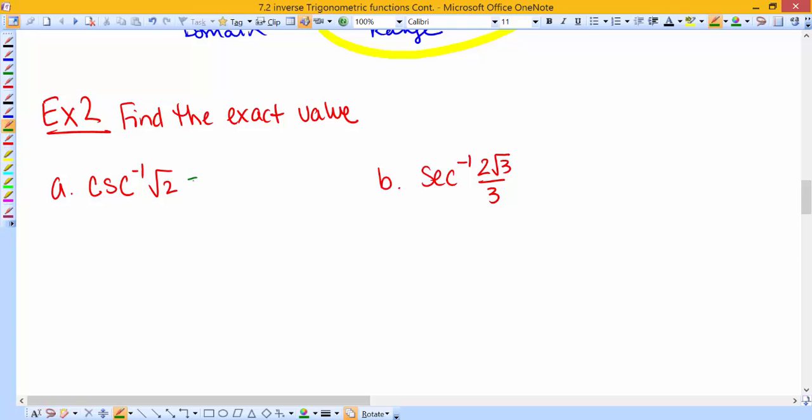All right, I'm going to set this equal to theta, just like in 7.1. So then I can switch these because I want to undo the inverse. So cosecant of theta will equal root 2.